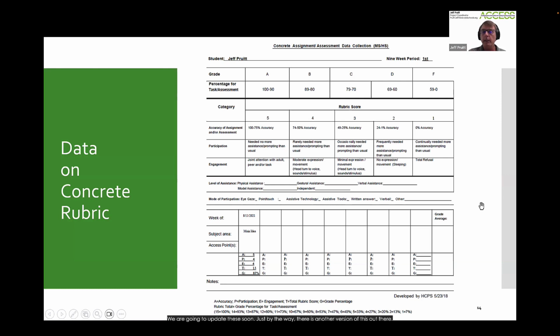Just by the way, there is another version of this out there for those of you that may have. We used to circulate it. It was the Collier County adapted version that was adapted for the Florida state standards. And since we're no longer on Florida state standards, we've taken it down. I would not use the Collier version.